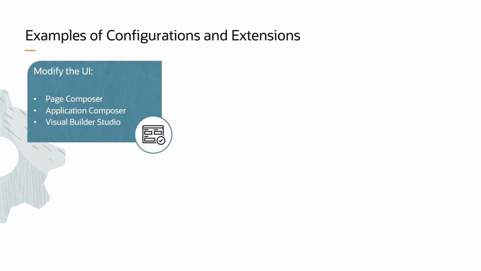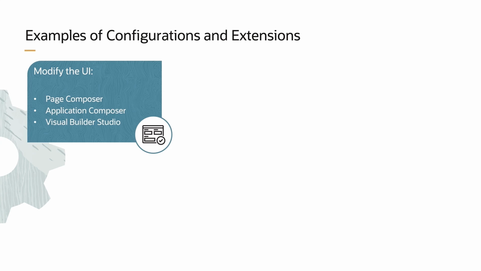You can configure and extend the application using browser-based composers and other tools. Some configuration tools, such as Application Composer and Visual Builder Studio, are available only for certain specific product families. Let's look at some of the key things you can do with these tools. And notice in the slides it will show you the tasks you can do, and then underneath it describes the tools that can complete those tasks.